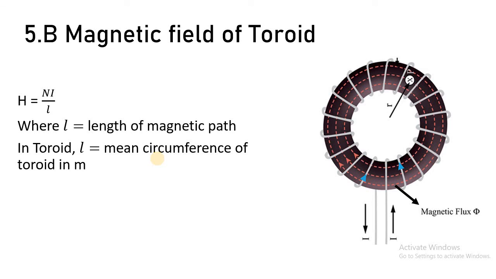Suppose the inner radius is R1, then the inner circumference length will be 2 pi R1. And if the outer radius is R2, the outer circumference will be what? 2 pi R2. So now there are two circumferences we have, one is the inner circumference, another one is the outer circumference. So we have to find out the mean circumference. Now, how will I calculate the mean circumference? (2 pi R1 + 2 pi R2) divided by 2.